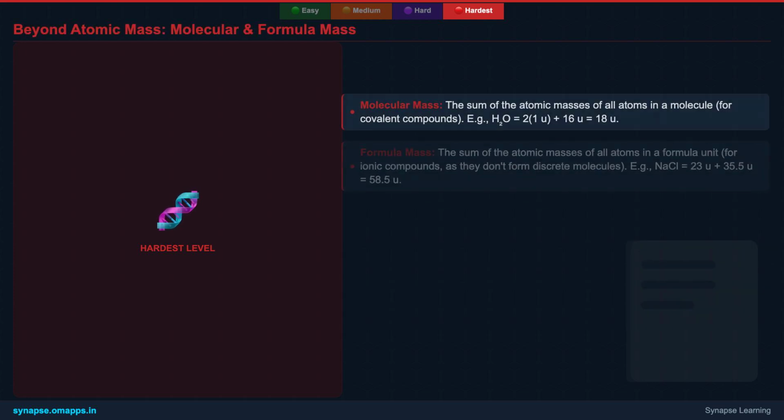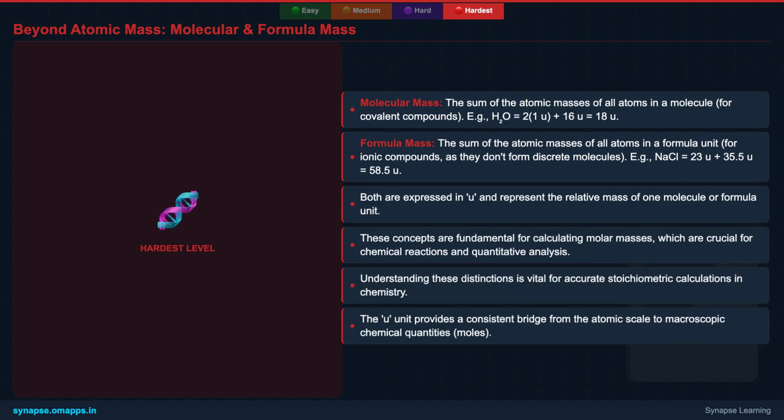The concepts of atomic mass extend beyond individual atoms to molecules and ionic compounds. For covalent compounds, we calculate molecular mass, which is the sum of the atomic masses of all atoms in a molecule. For example, water, H₂O, has a molecular mass of 18 u. For ionic compounds, which don't form discrete molecules but rather crystal lattices, we use formula mass, which is the sum of the atomic masses in one formula unit, like NaCl having a formula mass of 58.5 u.